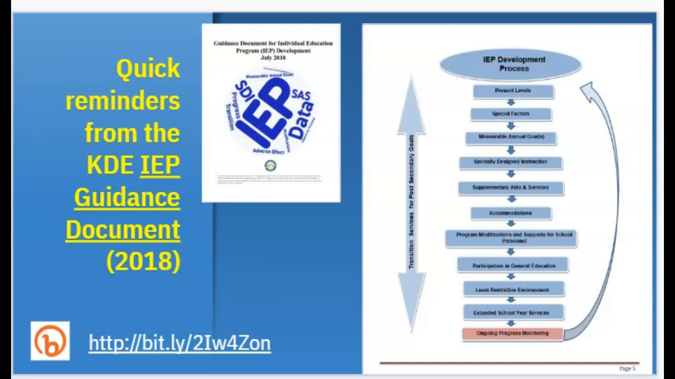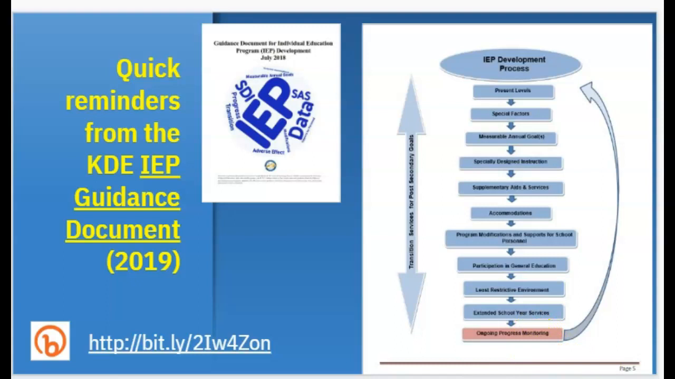So within the state of Kentucky, we already have several fantastic resources available to us. One of those is the KDE IEP guidance document, and we are now using the 2019 guidance document, but you might have a copy of the 2018. Whichever version you're looking at, this chart remains the same on the IEP development process. And the key thing about this is to note that at the very bottom, in pink, you see this ongoing progress monitoring.